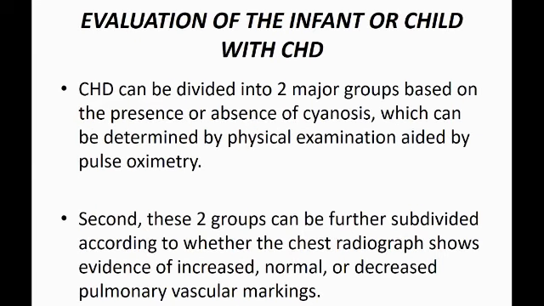Now, let's talk about the evaluation of these children in whom we suspect congenital heart disease. We can broadly divide congenital heart diseases into two major groups based on the presence or absence of cyanosis, which can be observed clinically, and also with the help of a pulse oximeter. Secondly, these two groups can be further subdivided according to whether the chest radiograph shows evidence of increased, normal, or decreased pulmonary vascular markings.